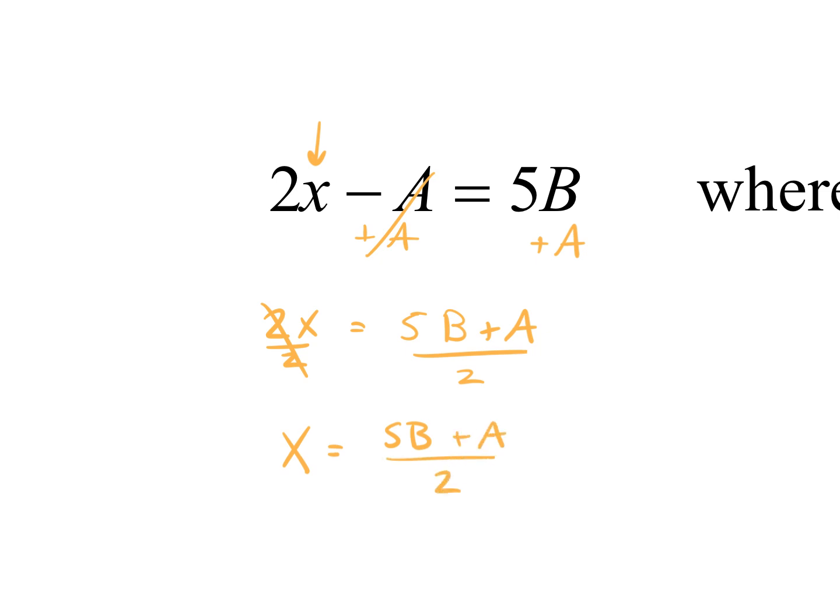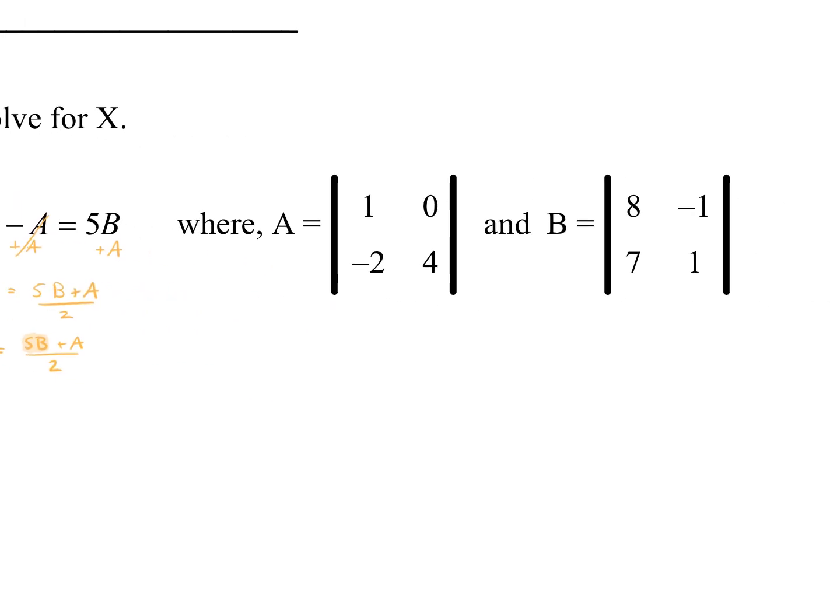So we're going to do exactly what it tells us here with our matrices. The first thing I want to do is find what 5 times b is. So I'm going to take my matrix B and multiply it by the scalar of 5. So 5 is going to get distributed to every number in our matrix. Five times 8 would be 40. 5 times negative 1 is negative 5. 5 times 7 is 35. And 5 times 1 is 5. So we found 5b.